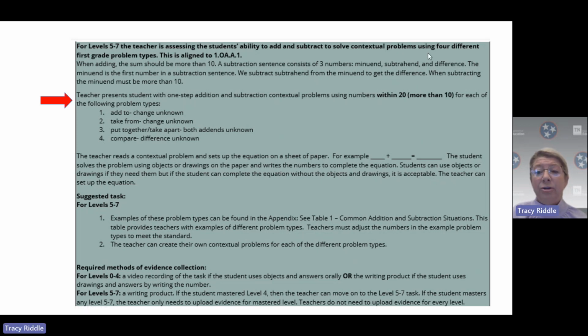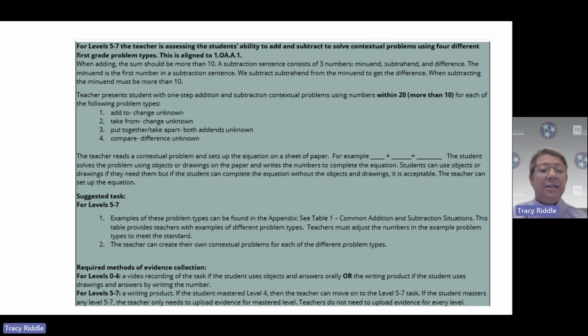Again, in the first grade standard, just like the kindergarten standard, the teacher can read the problem. In the first grade, the teacher can also set up an equation on the sheet of paper for the student. An example would be blank plus blank equals blank. Teachers do not write the numbers for the equation, just the blanks, and set up the equation. Students can solve the problems using objects or drawings on paper. They could also write numbers if they don't need to use objects or drawings.